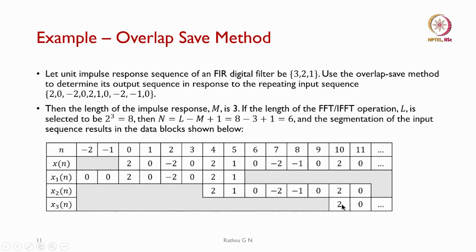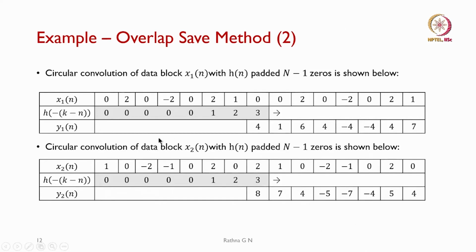Same thing with the x3 of n, the last 2, and then we will be repeating it and it goes on further. Now, we will see its operation. First, we have taken x1 of n. So, we are doing the circular convolution here. This is our x1 of n, and as you can see, it is repeated for the next length also. And our impulse response h of minus k, that is h of k minus n, is given by this. We have padded here also with 5 zeros, and then you have taken the reverse of the sequence, which is going to be 1 2 3.